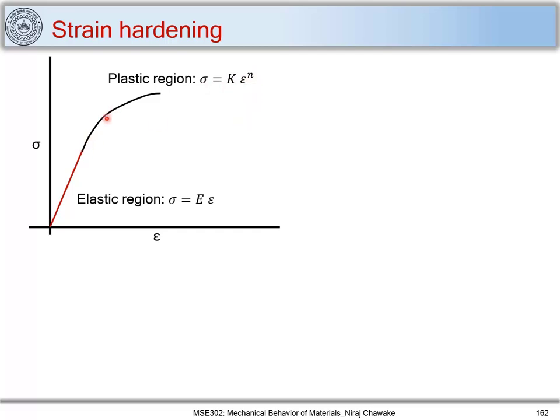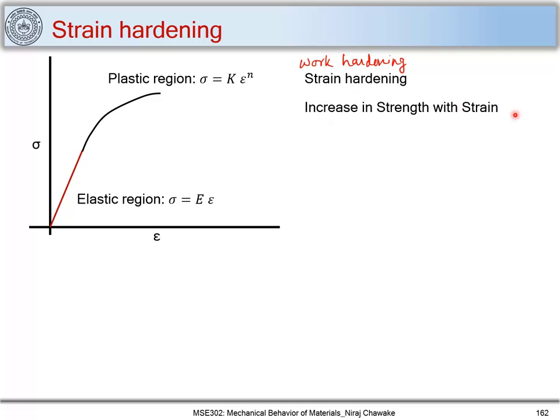Here we were introduced to strain hardening. So what is strain hardening? You can see that as I am increasing strain, there is an increase in stress. Let me be very specific: when I increase the plastic strain, there is an increase in stress. So I can call it an increase in flow stress with increase in plastic strain. This phenomenon is called strain hardening, or sometimes it is also referred to as work hardening.